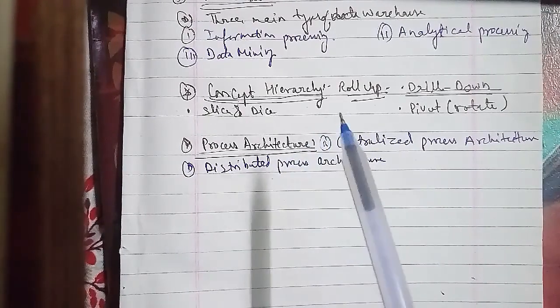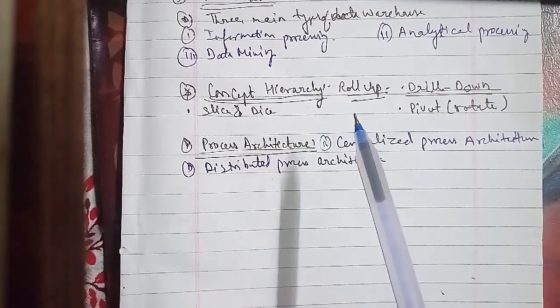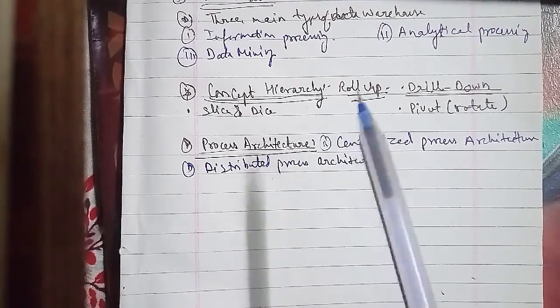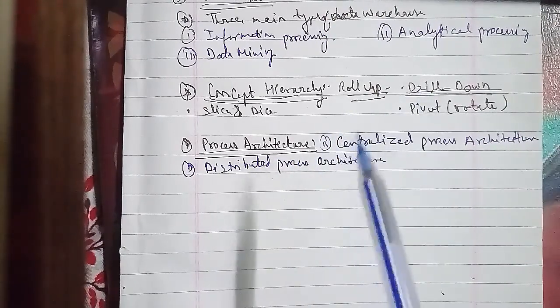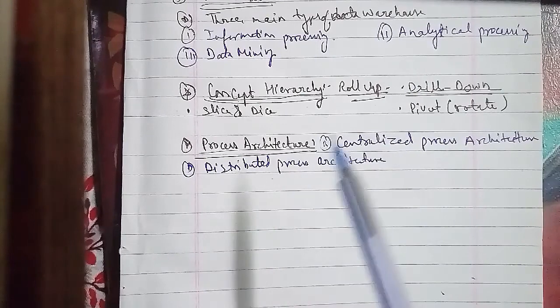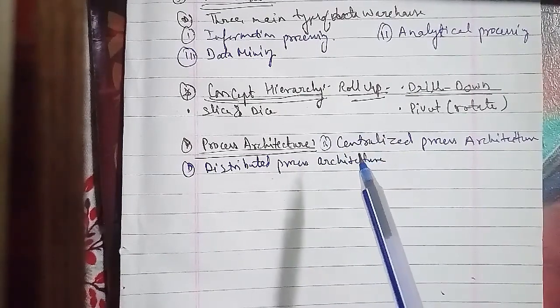In the client-server architecture, the client does all the data collection and presentation, while the server does the processing and management of the data. The second we have here is your three-tier architecture.